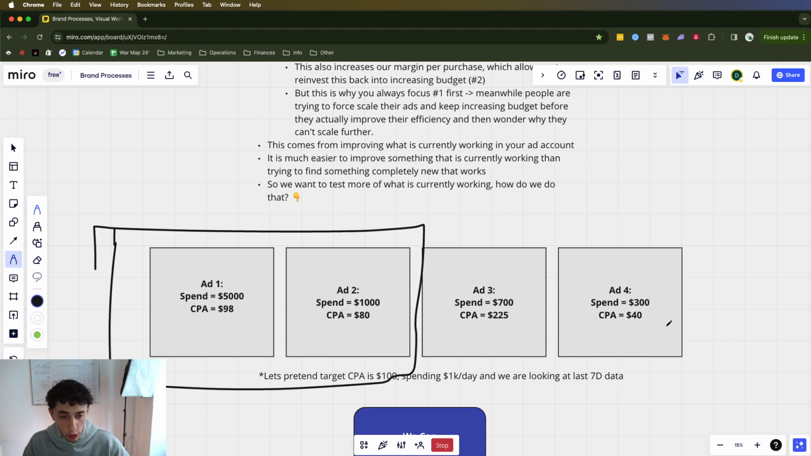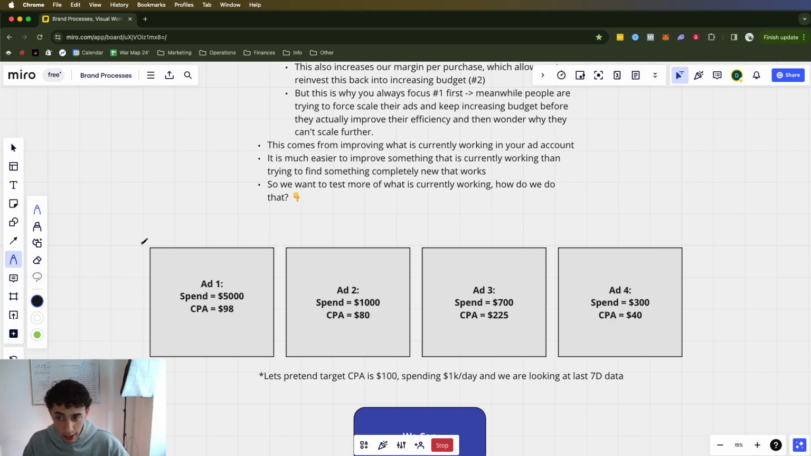Scratch that one. Ad 4 looks great. Maybe it's worth an iteration, diving into further to see if we can get it to spend further. But realistically, 80% of our testing next should be on improving ad 1 and ad 2, right? Hopefully this is making sense because, once again, these are making the most impact, and on top of that, they're hitting the target. And even if this CPA here, the 98, was like 115 and it was over the target, the fact that it's getting that much spend means you should focus on improving it because it makes an impact.